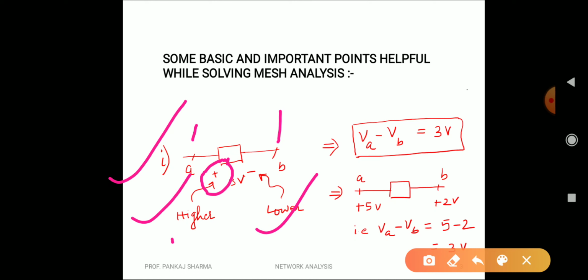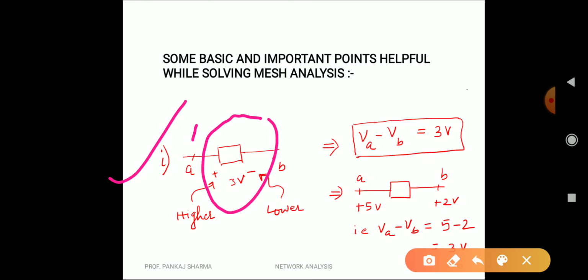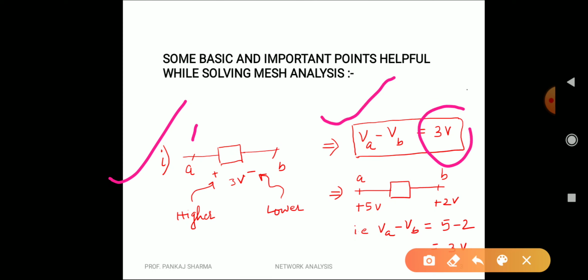What is the mathematical interpretation of this figure? The mathematical interpretation is VA minus VB is equal to 3 volt. The potential difference between these 2 points A and B, VA minus VB, is equal to the given potential, 3 volt. The 3 volt is not fixed for every condition; here it is 3 volt given to you.